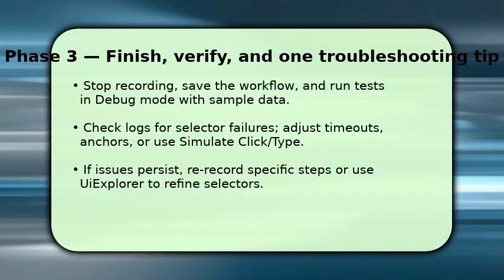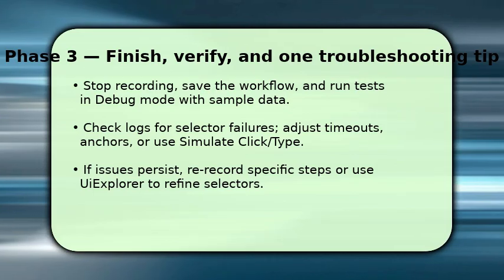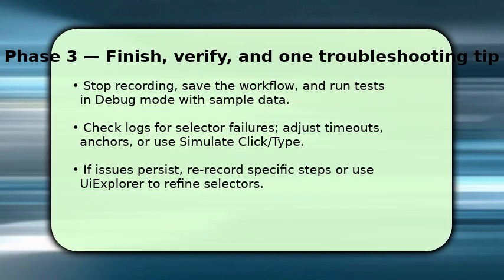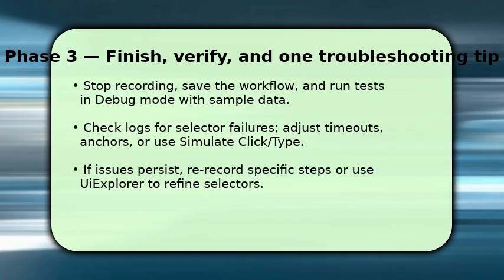You finish by stopping the recorder and saving the workflow, then run it in debug mode with representative input to verify behavior. Watch logs for selector mismatches or timeout errors, and when you see failures, adjust timeouts, add retries, or switch to simulate click and type for faster, more reliable input. If a step still breaks, re-record only the problematic action or open UI Explorer to refine the selector.